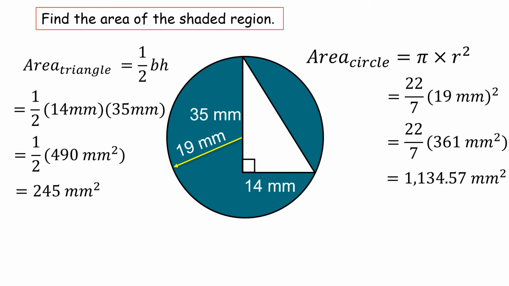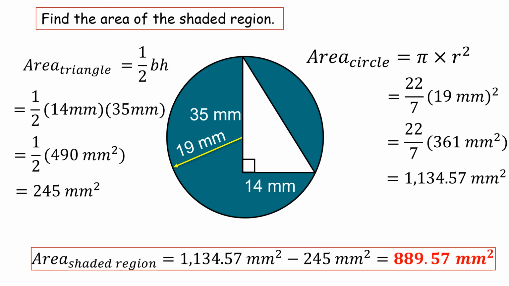From here, we are going to subtract. So the area of the shaded region equals 1,134.57 minus 245. It is equal to 889.57. And don't forget to put the unit, which is square millimeters.